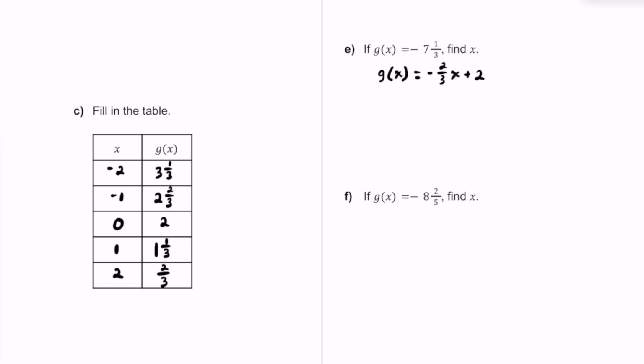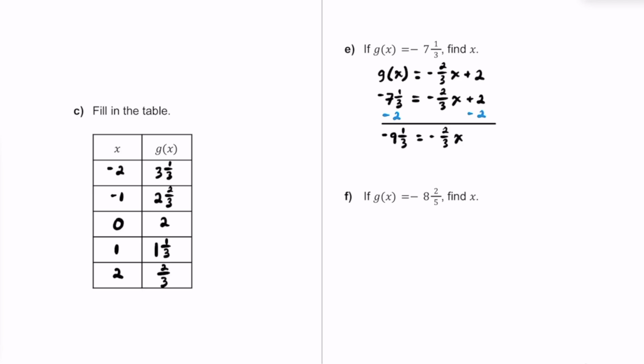In this case, we're being told what g of x is, so that output is -7 1/3, and we're being asked to find what's the input that gets you that particular output. So let's plug in -7 1/3 on the left side of the equation where the g of x is, or where the y would be. And let's solve this two-step equation. So first, let's subtract 2 on both sides of the equation. Once you do that, on the left side, we're going to have -9 1/3. And that's going to be equal to -2/3 x.